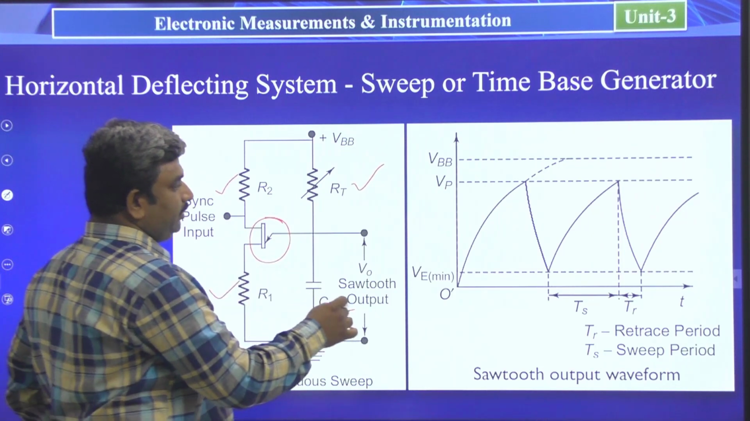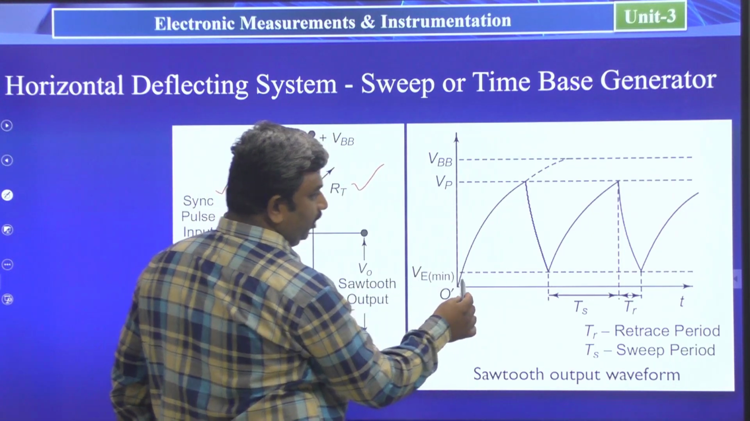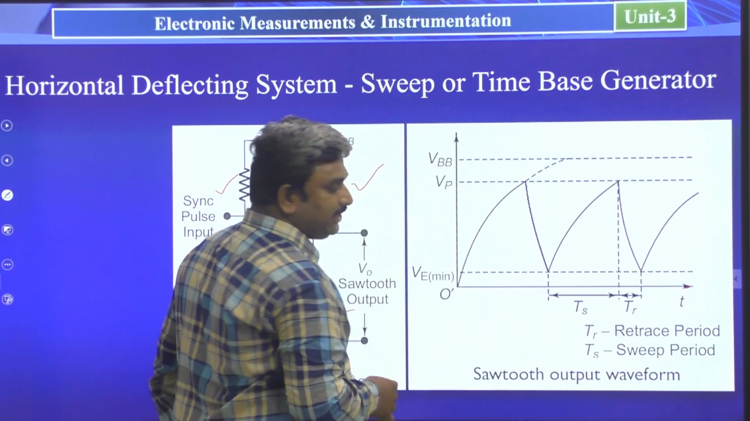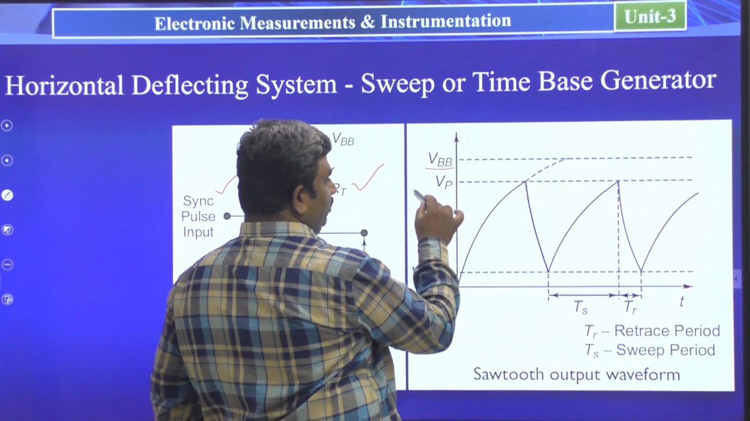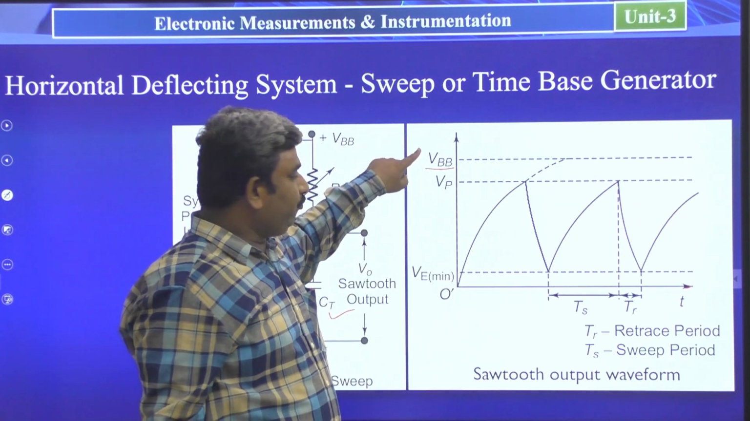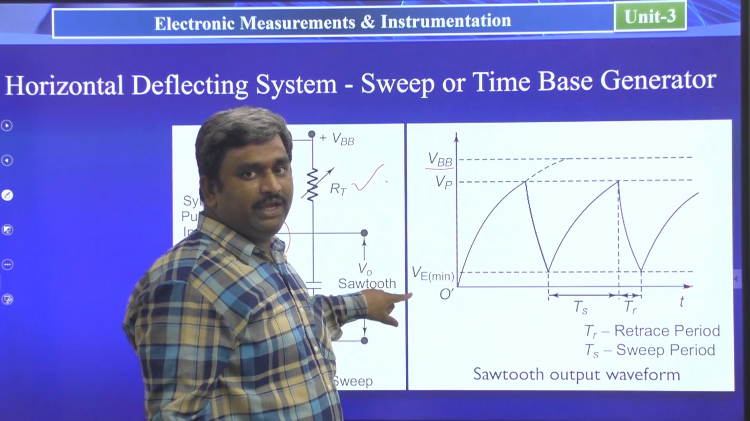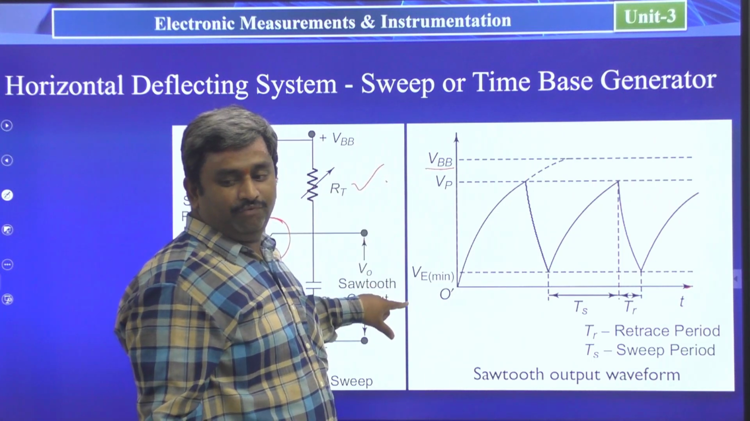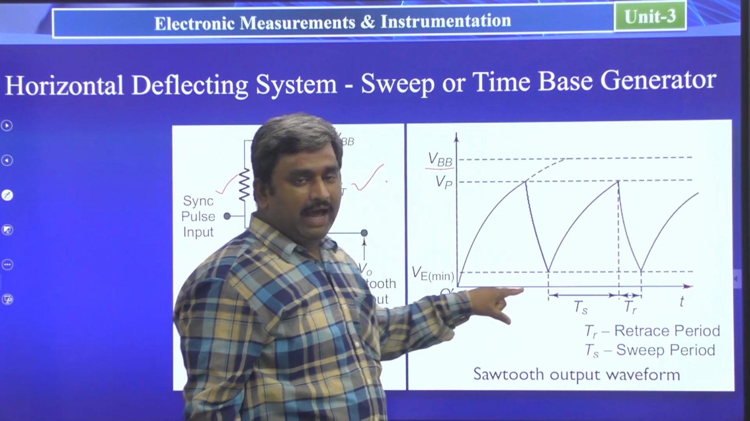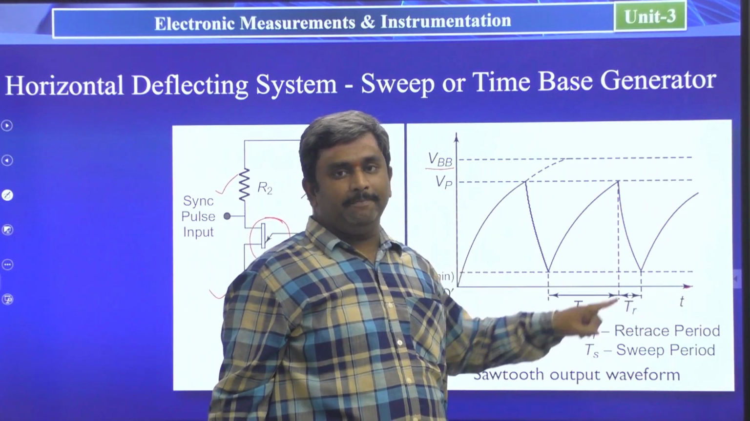Right. Now see here, this is a waveform. In this waveform we have the x-axis, where time is there, and on the y-axis voltage is there. In the y direction we have the VBB, VP, VE min parameters. On the x direction we have the time parameter.